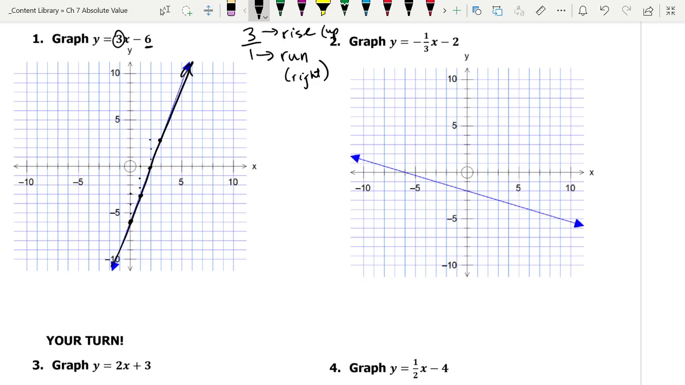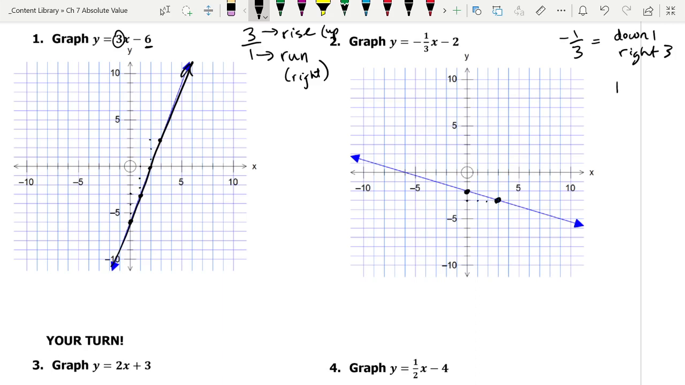Remember that a negative slope means down, but keep in mind that negative could be on either part of the fraction. It doesn't matter whether you think of it at the top or the bottom. So negative 2 is my y-intercept. But I can think of this as negative 1 over 3, which would mean down 1 and right 3. So if I do that, I go down 1 and right 3, and I get this dot.